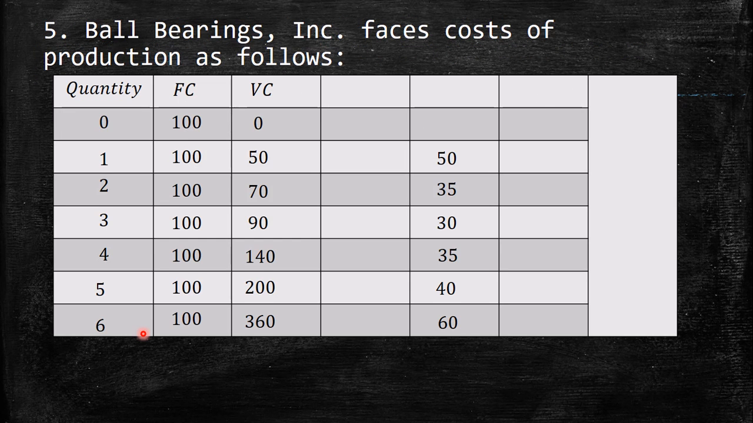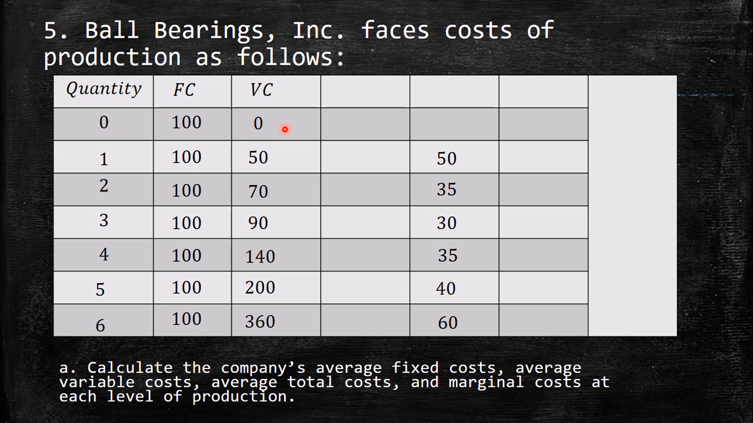Then we have the fifth question. Ball bearings incorporated faces costs of production as follows. So here we have the quantities. Here we have the fixed costs that naturally don't change due to the quantity produced, and the variable cost that does. So the first question says, calculate the company's average fixed costs, average variable costs, average total costs, and marginal costs at each level of production. First, the average fixed cost.